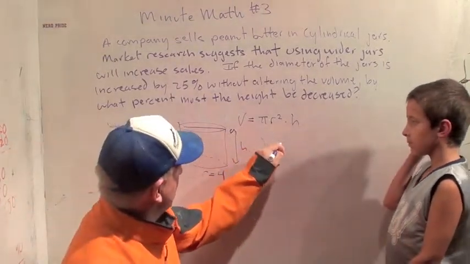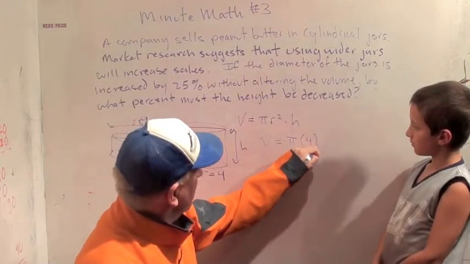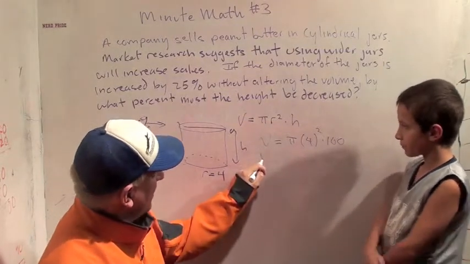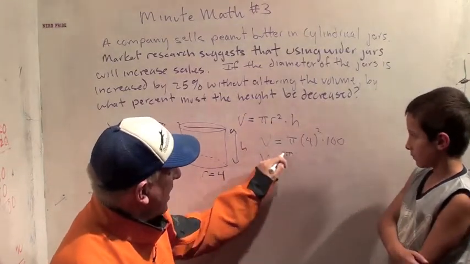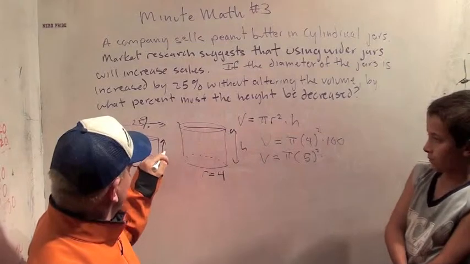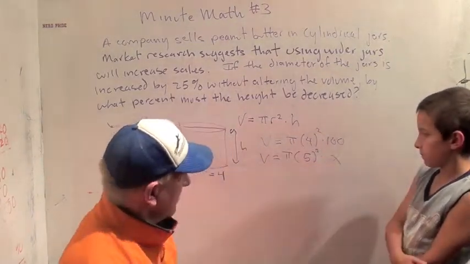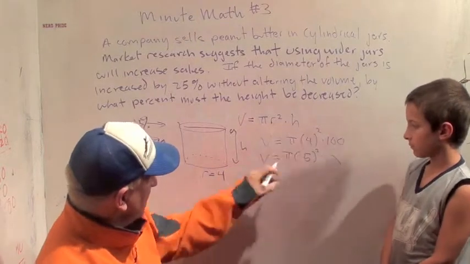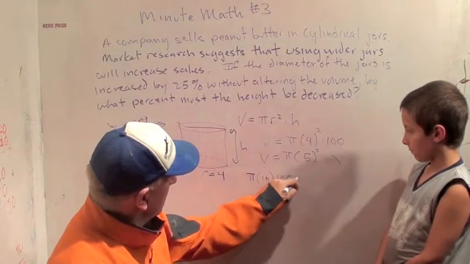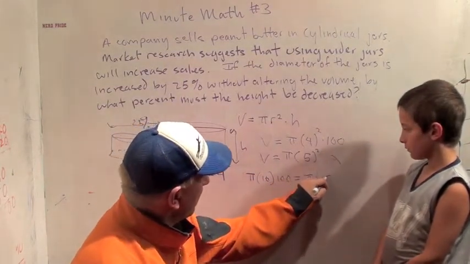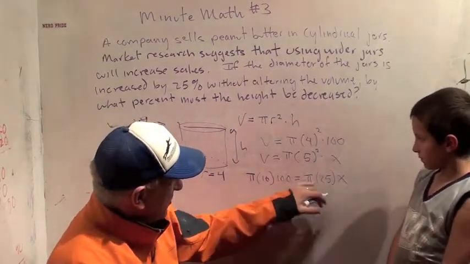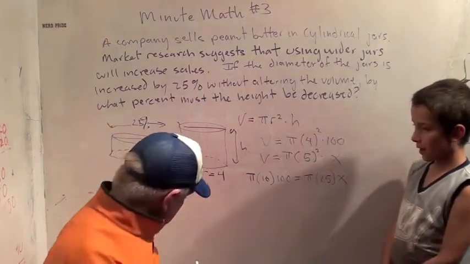So the first volume is pi times 4 squared times 100. And the second volume, which is exactly the same, is pi times 5 squared times question mark. Let's call this x. So pi times 16 times 100 equals pi times 25 times x. We can solve for x. We divide by pi, and the 2 pi's go away.